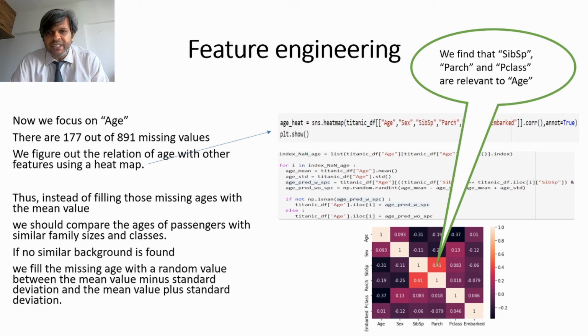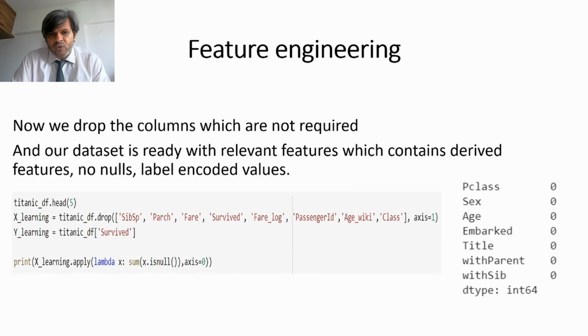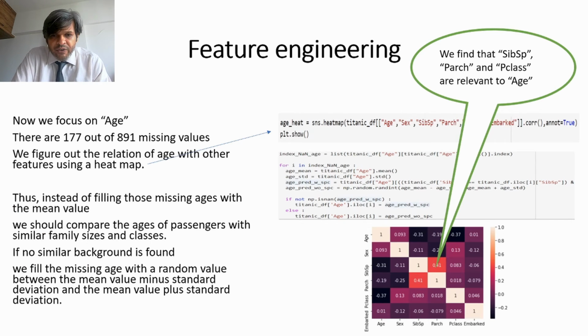So we find SIBSP, PARCH and P class are relevant to age. We derive it from the correlation number which we get out here. So instead of filling those missing ages with a mean value, we should compare the ages of passengers with similar family sizes and classes. So we have written a piece of code which actually does that.